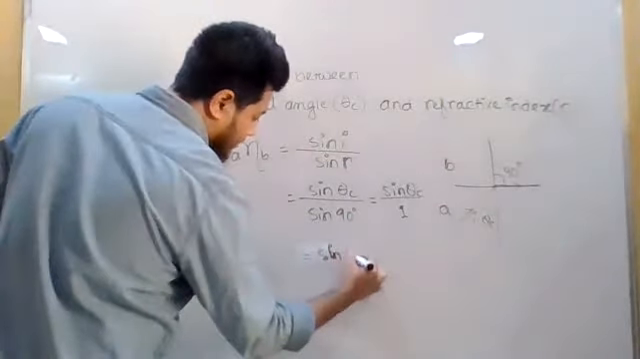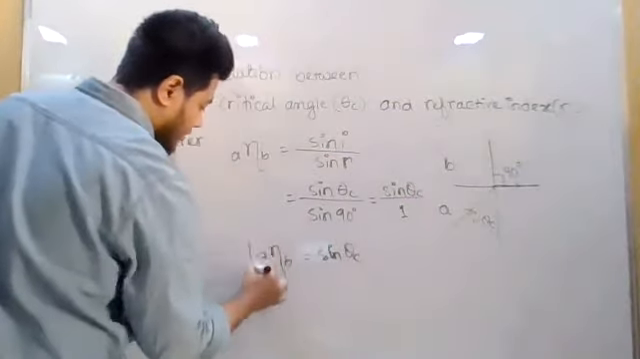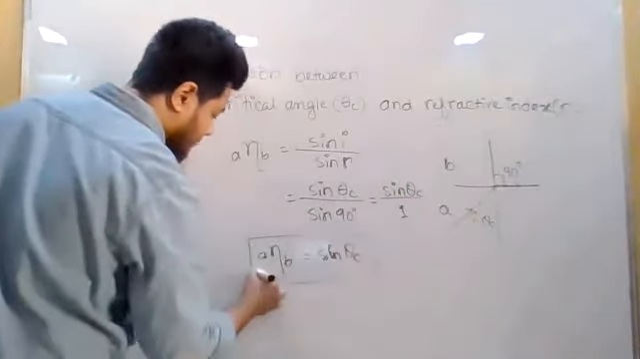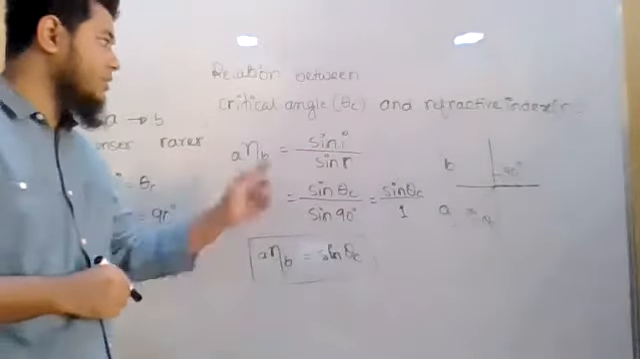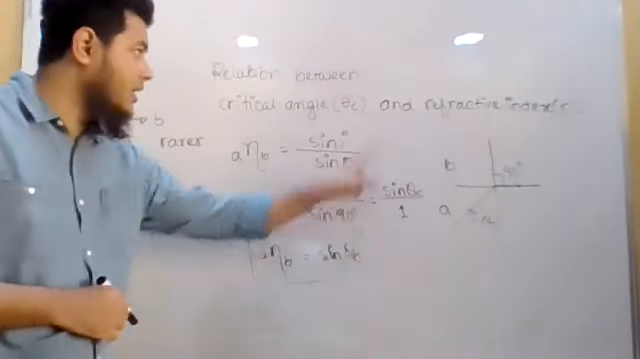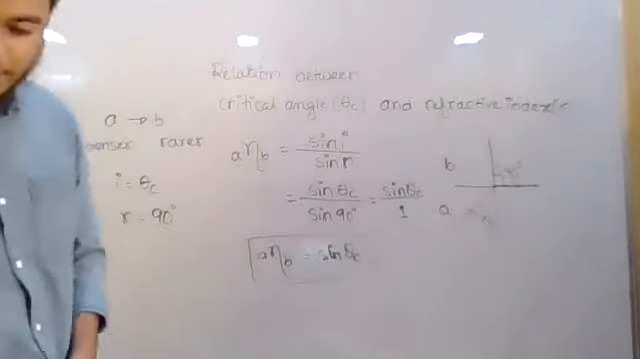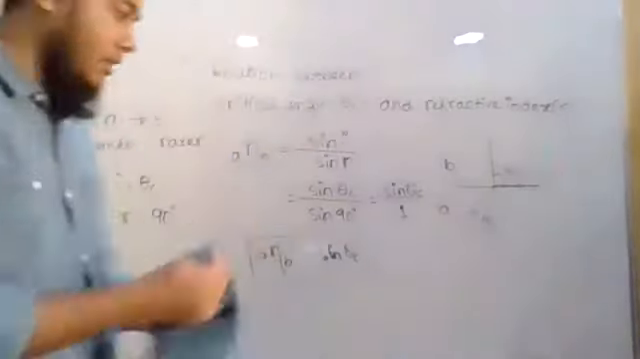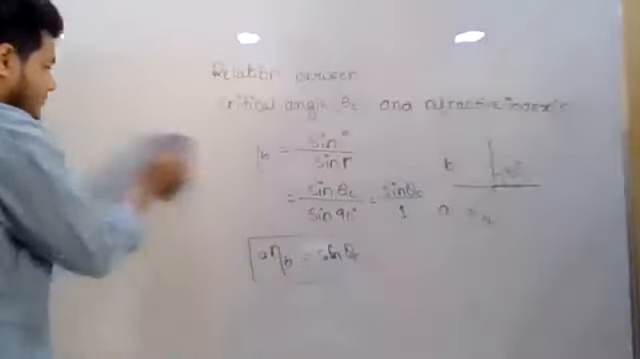So sine theta c is equal to A eta B. This is the relation between critical angle and refractive index. Now let us solve a couple of numerical examples.